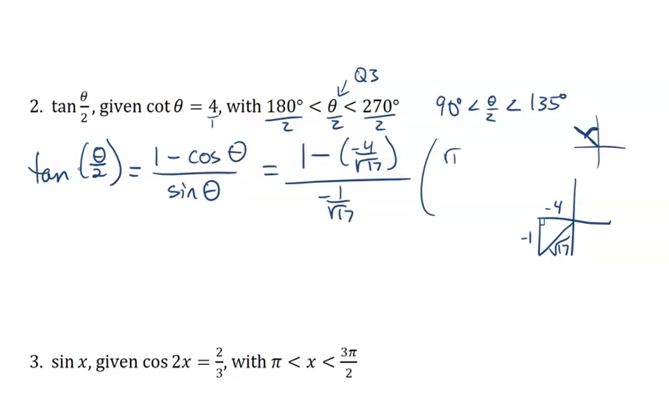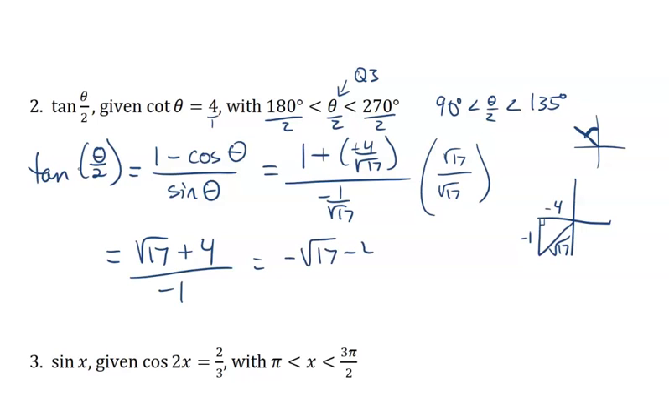Getting rid of the complex fractions, I'm multiplying by root 17 over itself. So that gives me root 17, and then let's make this a positive, so plus 4, all over negative 1, which is negative root 17 minus 4. And that's our answer, which is negative.